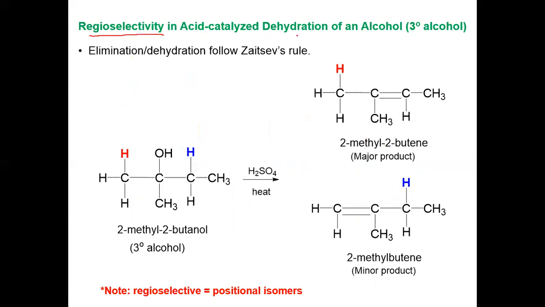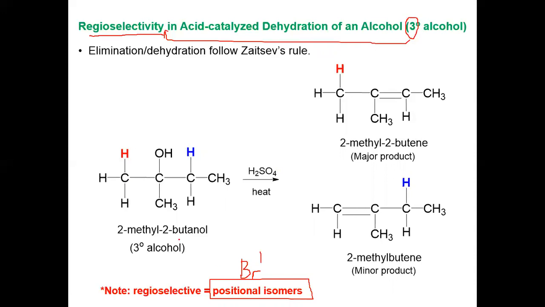Regioselectivity in acid catalyzed dehydration of an alcohol. So a tertiary alcohol will involve regioselectivity. So what is regioselectivity? Regioselectivity is a positional isomer. So dia akan membentuk positional isomer as the products. Positional isomer tu apa? Bila kamu punya functional group ataupun double bond berubah. Contohnya Br mungkin boleh jadi 1-Br, 2-Br, 3-Br. That is a positional isomer.